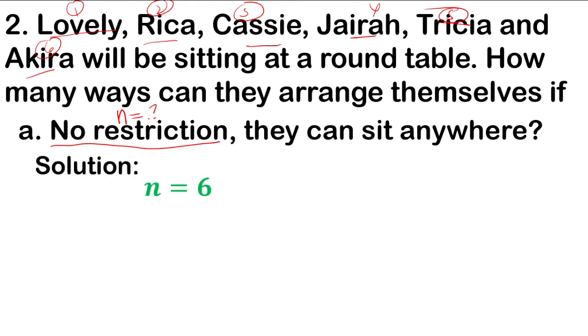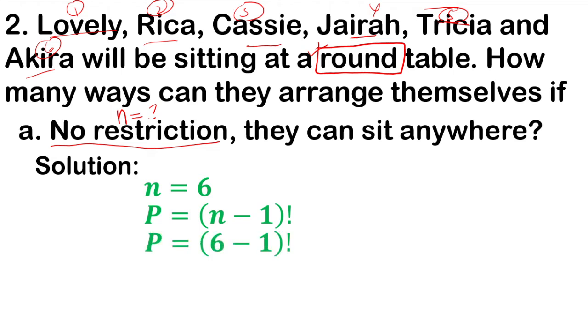Now, next, based on the problem, they will be sitting at a round table. Take note of the word round. Okay? So, if we are dealing with problems about permutations, nabasa mo yung round, ibig sabihin, this problem involves circular permutation. Okay? Kung circular permutation siya, meron tayong susundan na formula to solve circular permutation. And what is that? So, the circular permutation is equal to n minus 1 quantity factorial, in which substitute mo lang yung value ng n is equal to 6.